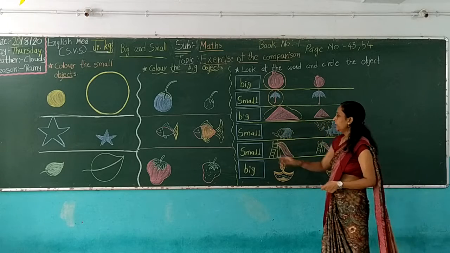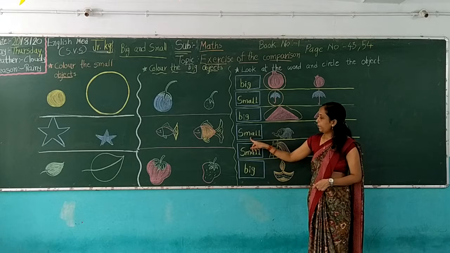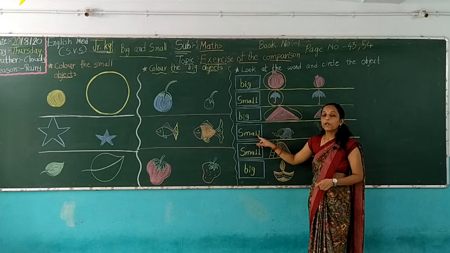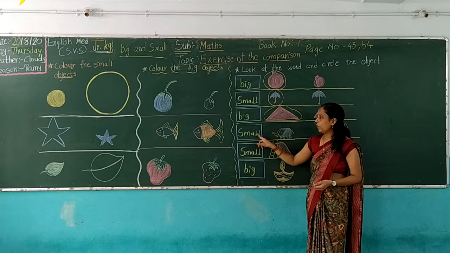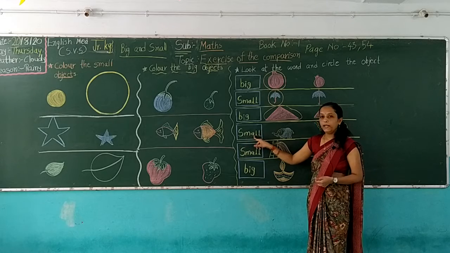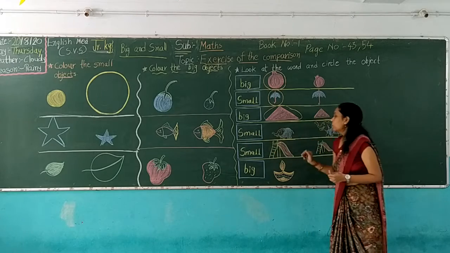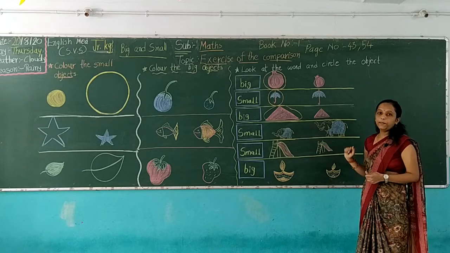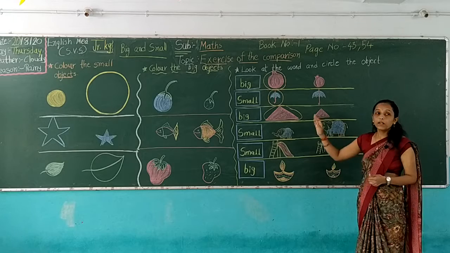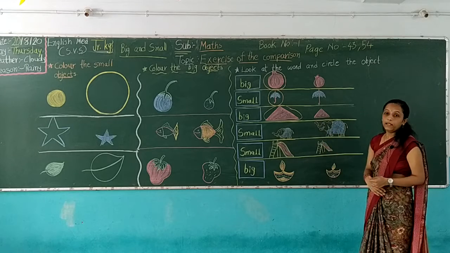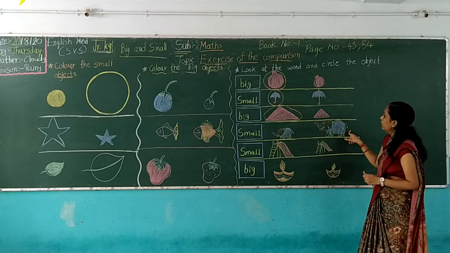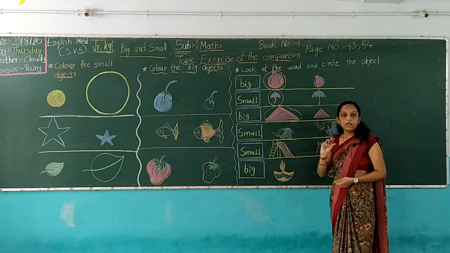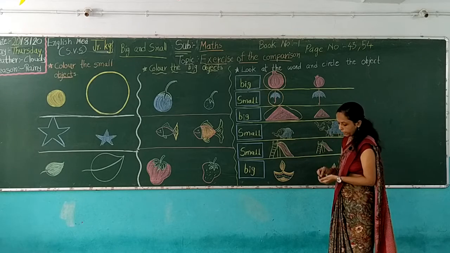And next, which word is right here? Read with me. S-M-A-double-L, small. Again one more time. S-M-A-double-L, small. So which picture is this? Here I drew two elephants. One is big and the other one is small. So circle only the small elephant. This elephant is big and this elephant is small. Circle only the small elephant.